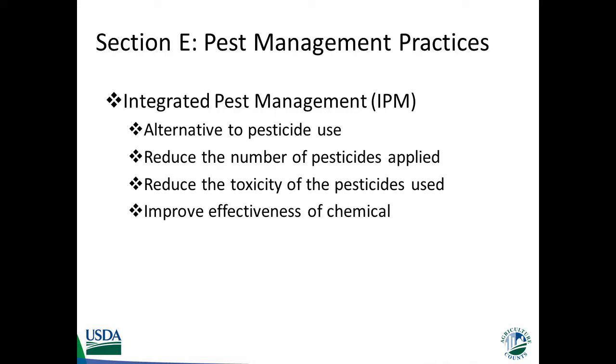Section E focuses on questions tied to integrated pest management, or IPM. Data from this section allows researchers to determine the extent to which growers have adopted practices that either provide an alternative to pesticide use, reduce the number of pesticides applied, reduce the toxicity of the pesticides used, or improve the effectiveness of the chemicals used. Knowing this information helps to determine the corresponding environmental, public health, and cost benefits derived from decreased pesticide use.